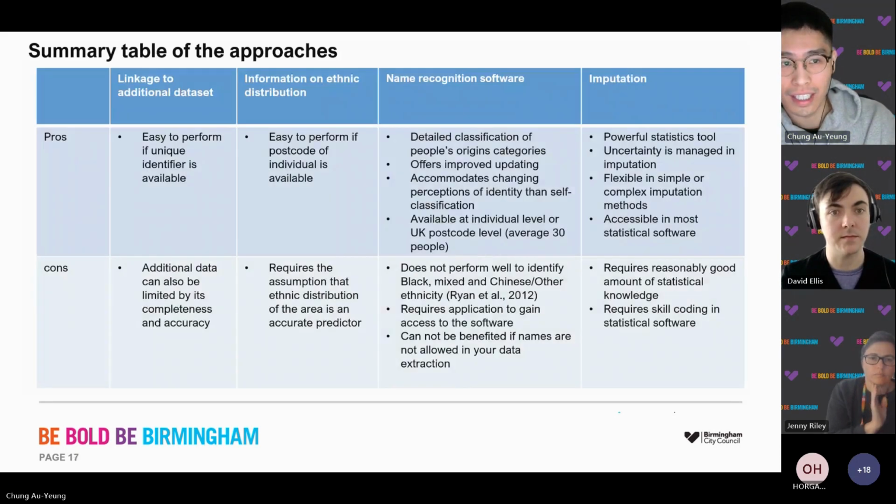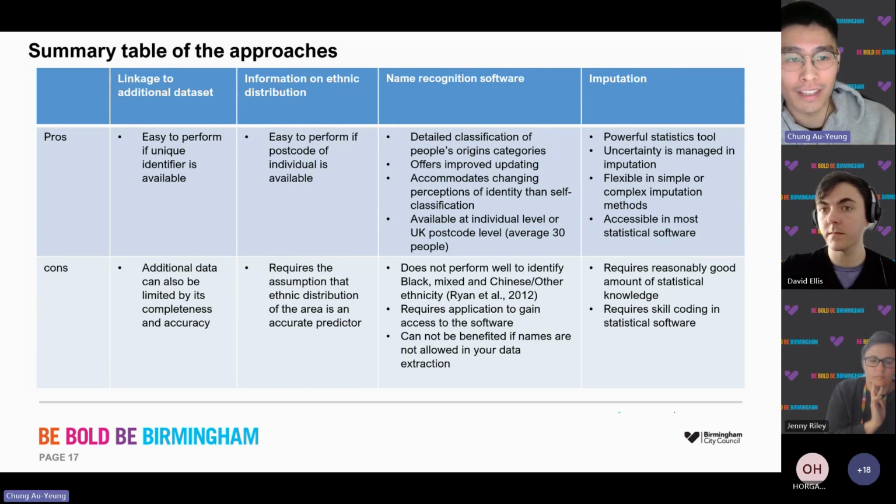This is a summary table of the pros and cons of the methods I just introduced. So for linkage to additional data sets, it is very easy to perform. But the cons are your additional data sets may not be reliable at all. There is still missingness in your additional data sets. And you need a unique identifier to link the data sets. In our case, we are not given a unique identifier. The NHS number is not given in our data set in any of our projects. So we cannot use this method in our projects.